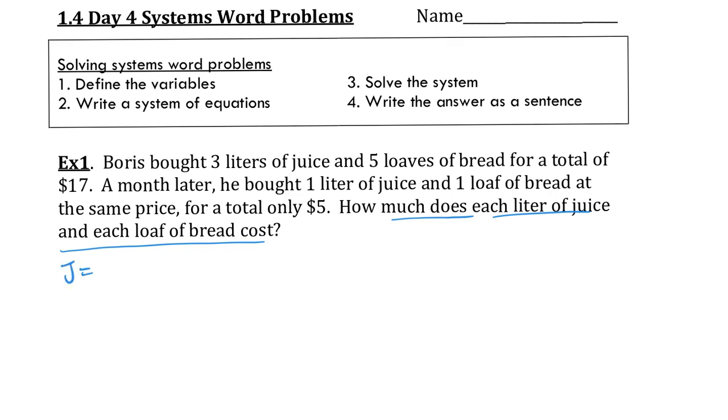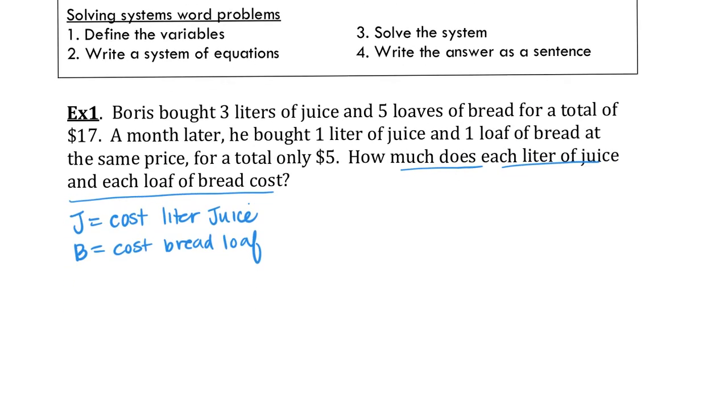How much does each liter of juice cost? So J is the cost of a liter of juice. Okay, what's the other one? How much does a loaf of bread cost? So let's do B, the cost of a bread loaf. Now you can use different variables as long as you define them right here, so I know what your letters represent. Okay, so we did step 1, we defined the variables.